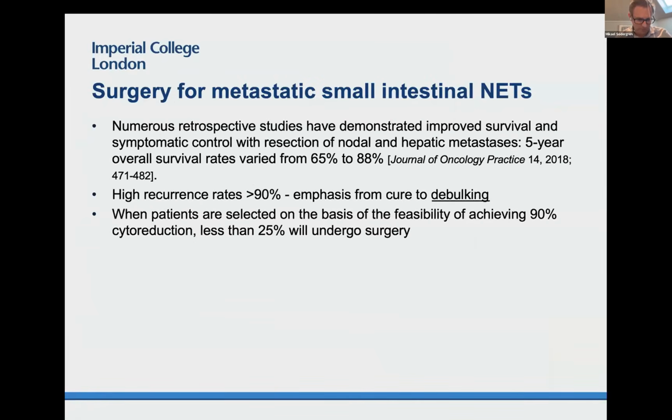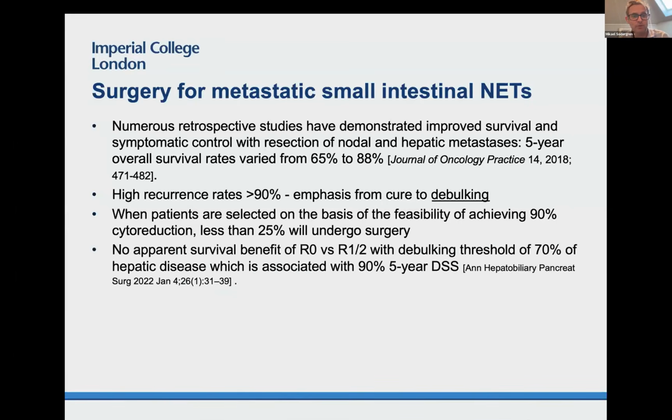So, surgery for metastatic small intestinal neuroendocrine tumors. There are numerous retrospective studies that have demonstrated improved survival and symptomatic control with resection of nodal and hepatic metastasis. So this is really the standard of care. There is a high recurrence rate, and there is an emphasis then often from cure to debulking. And what used to be the norm was that patients were selected on the basis of achieving 90% cytoreduction. That's changed a little bit now. When that was the criteria, there were only less than 25% that were eligible.